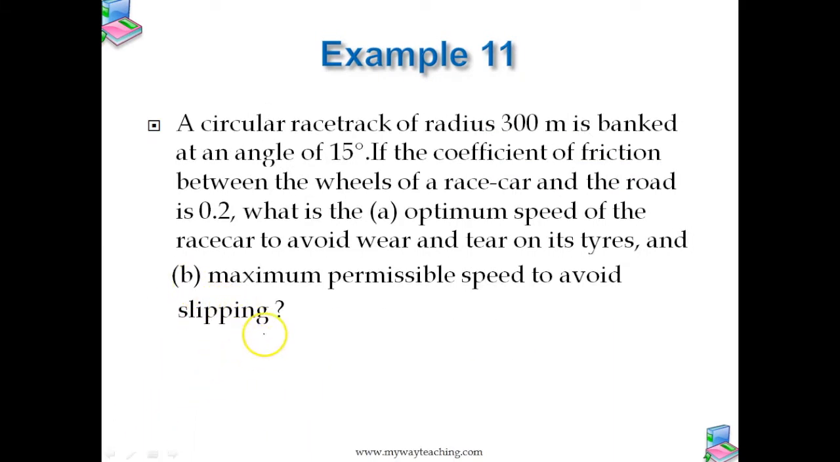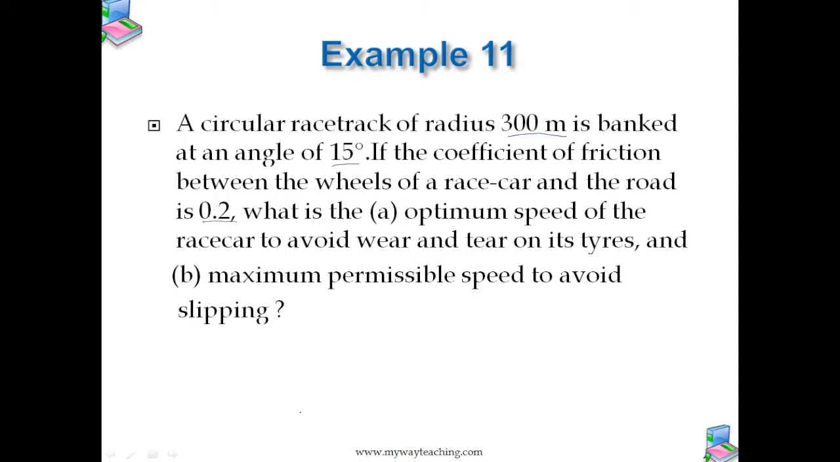So now let us consider one more simple problem. A circular racetrack of radius 300 meter is banked at an angle of 15 degrees. If the coefficient of friction between the wheels of a race car and the road is 0.2, what is the optimum speed of the race car to avoid wear and tear on its tires and the maximum permissible speed to avoid slipping? See, on a banked road, the horizontal component of the normal force and the frictional force both contribute to provide centripetal force to keep the car moving on a circular turn without slipping.